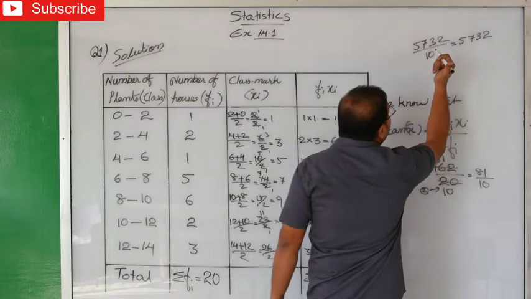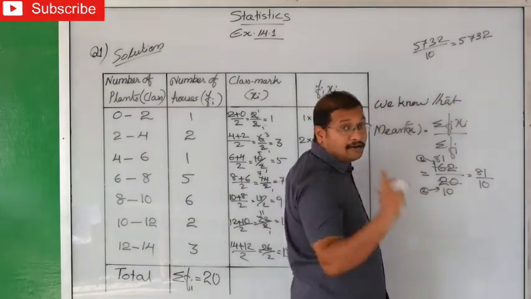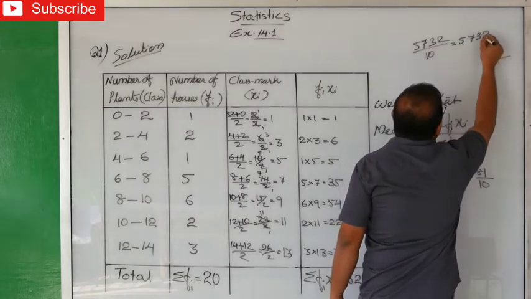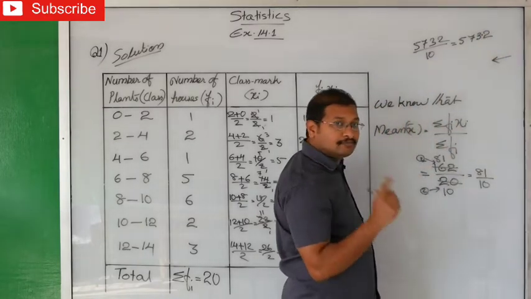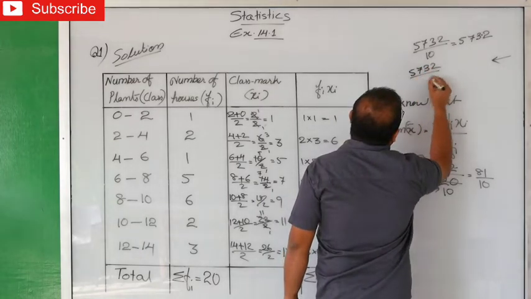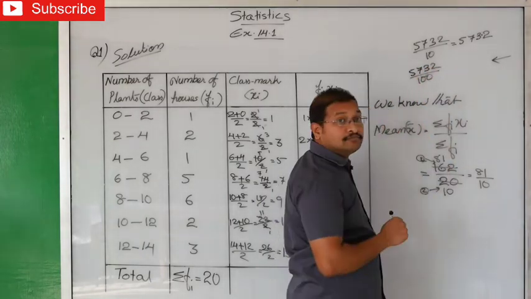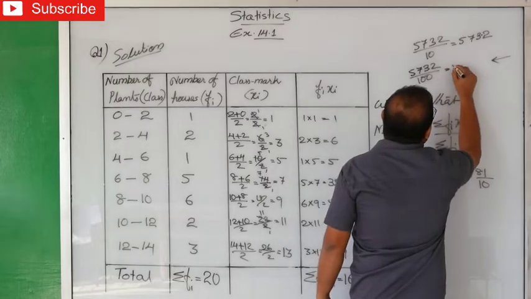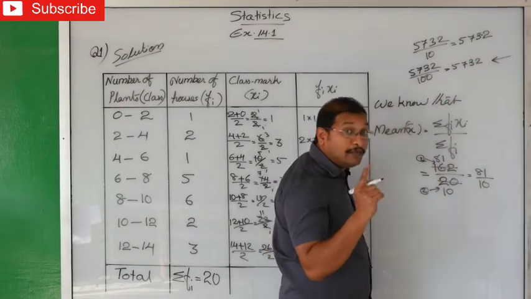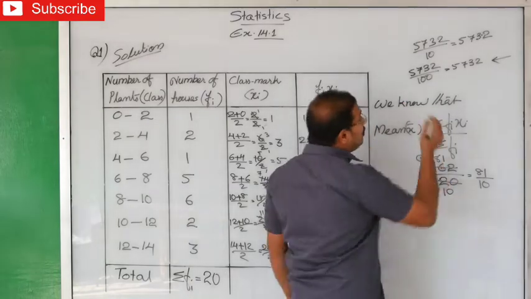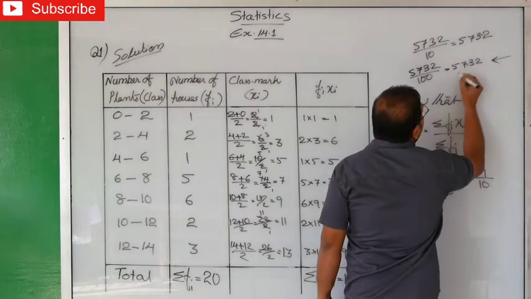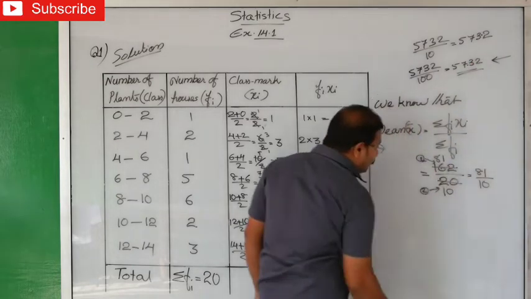If you want to divide by 10, how many zeros are here? One zero. So count from right to left one place and put the point. Ready? Same way, if I want 5732 divided by 100, then what will you do? This equals 5732. After that, divide by 100 means how many zeros are there? Two. So count from right to left two places: 1, 2. Put the point.